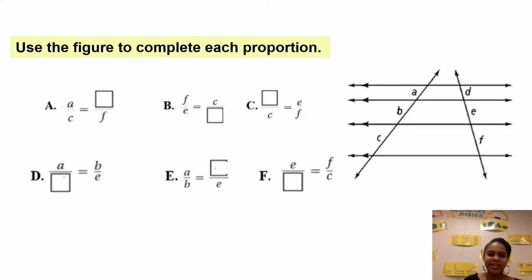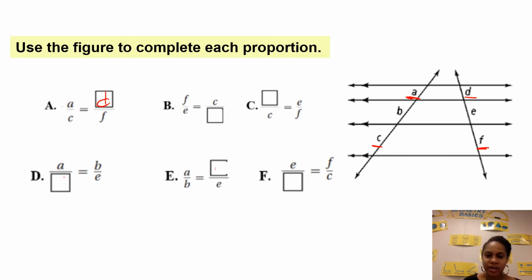All right, so let's take a look at this figure here. We want to use this figure to complete each proportion. So we want to look for lines or segments that are in the same position. So for our first one here, we have AC. So right here will be proportional to blank over F. So D is in that same position, so it would be proportional to D over F.